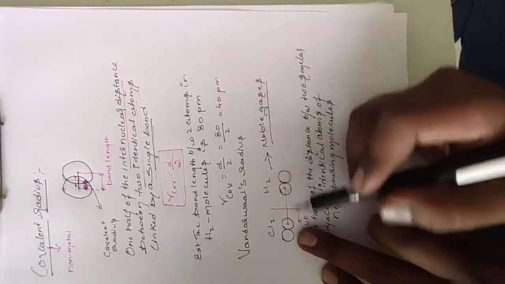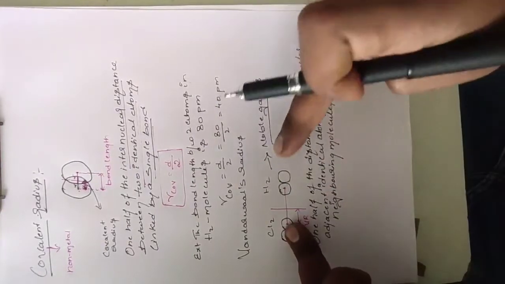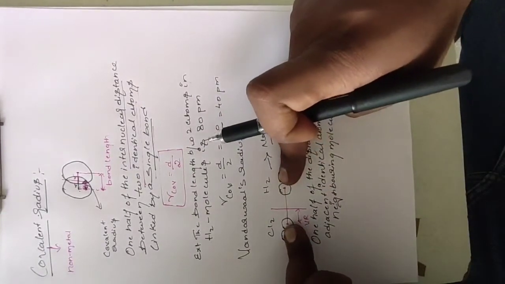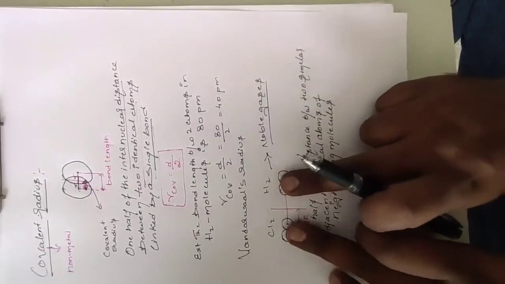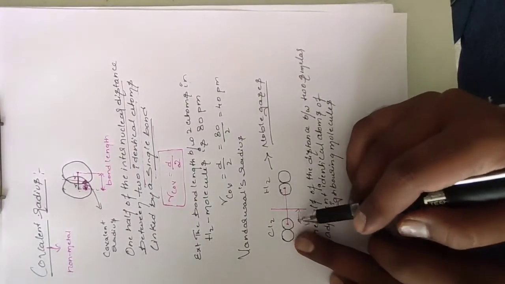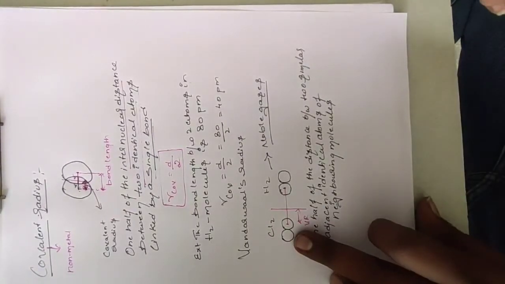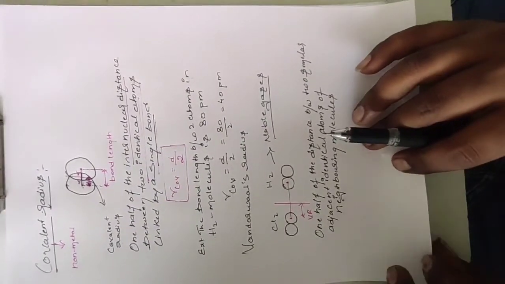Taking chlorine and hydrogen, it is two similar, identical, neighboring atoms. One half of the distance. Next we are going to talk about metallic radius.